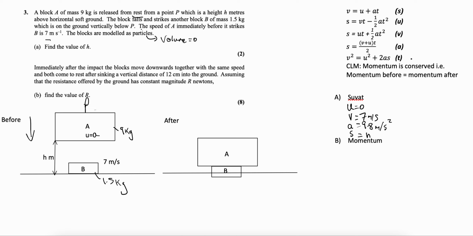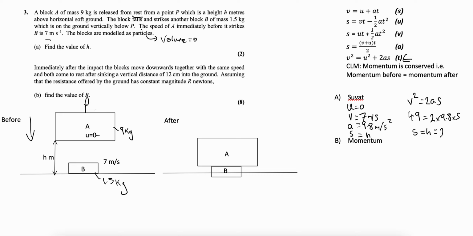So if we look at the t-less formula, which is this one, v squared is u squared plus 2as, but u is 0, so it's just going to be v squared equals 2as. So 49 equals 2 times 9.8 times s, which gives you s, which is h, equal to 2.5.